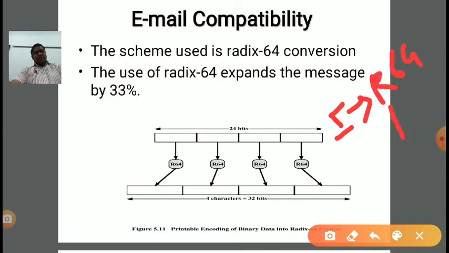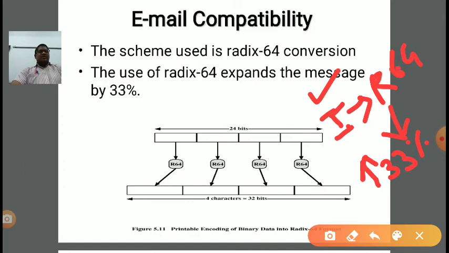R64. But by applying R64, the message will increase by 33%. Our input message is given to the R64 technique, and it gives the same message as output, but with the size expanded by 33%, right?